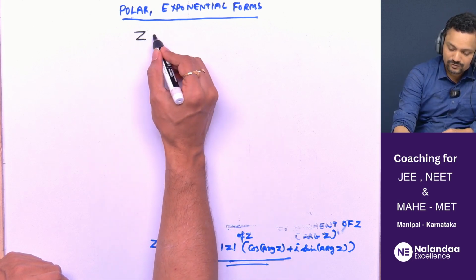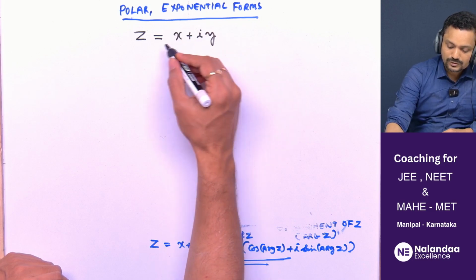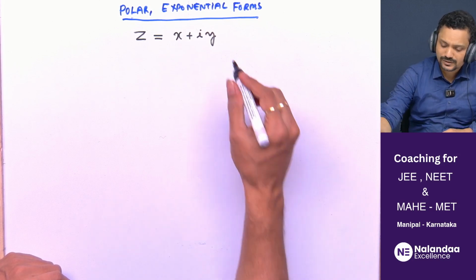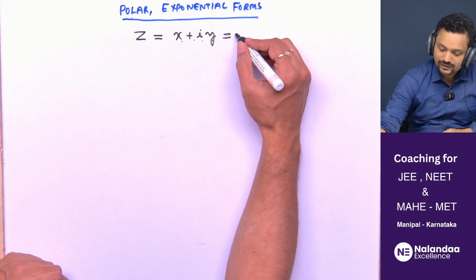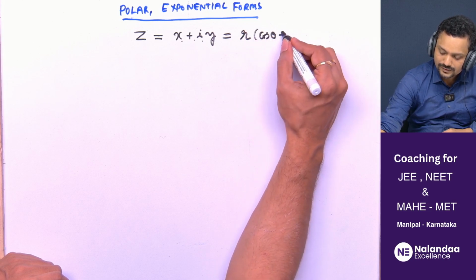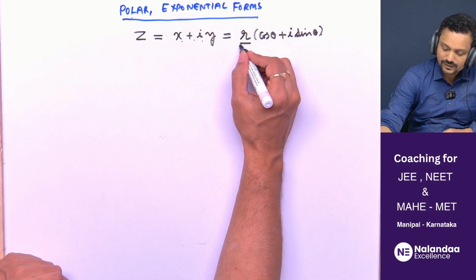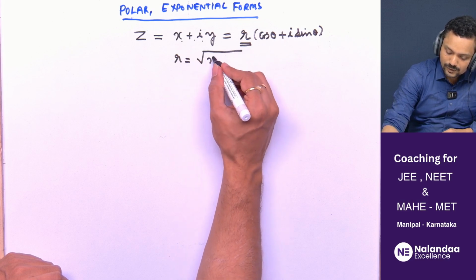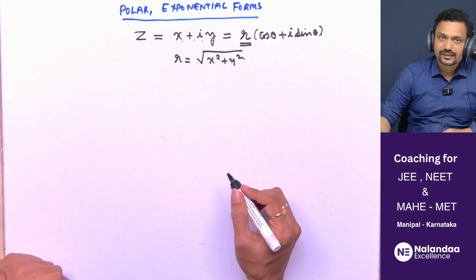Now suppose we give you a complex number z is equal to x plus iy. Now suppose we want to write this in polar form. We are going to adopt a very simple procedure. First, the complex number z is equal to x plus iy. We will assume that this complex number is of the form r into cos theta plus i sin theta. And there is no problem with r. r is always root of x square plus y square because it is the modulus of the complex number. So there is no problem in writing r.